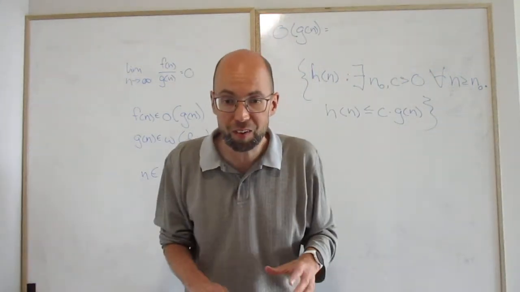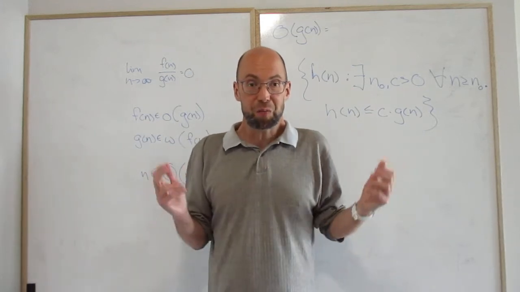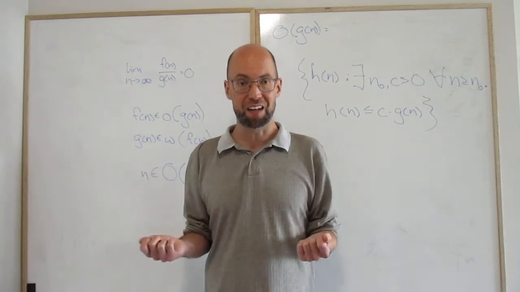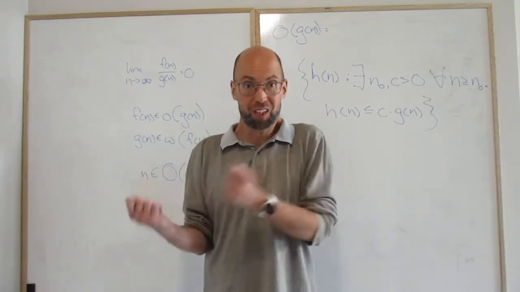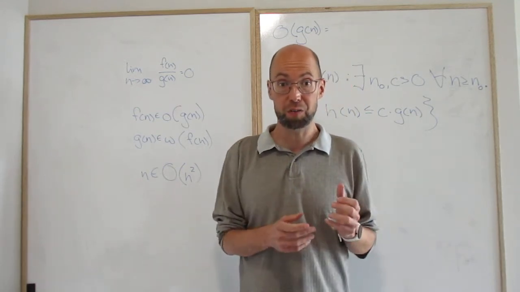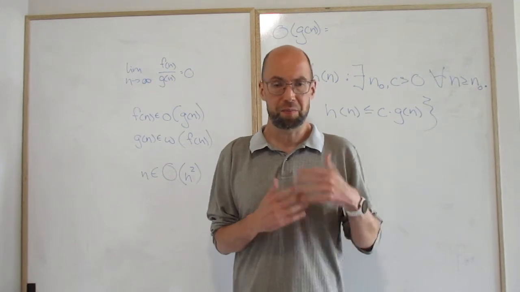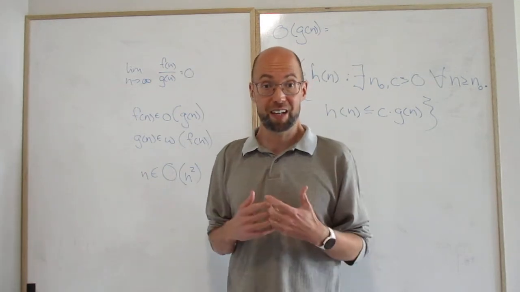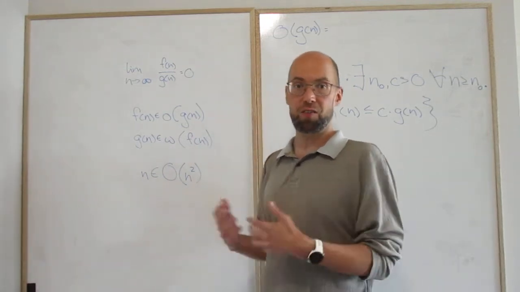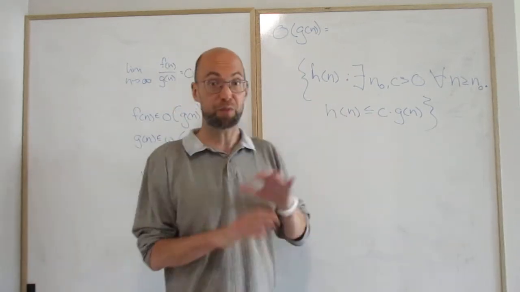Okay, so what does it mean exactly? It means at most about. h of n is at most about g of n for sufficiently large values of n. So for small values of n, h of n could be bigger, quite a lot bigger. But then for sufficiently large n, it's not that much bigger. It's not more than a constant times bigger. So it could be like 5 times bigger.